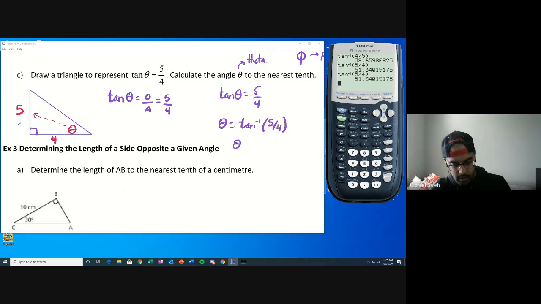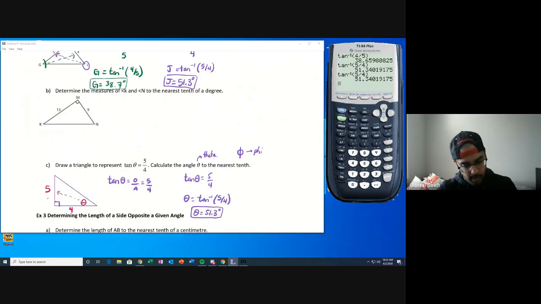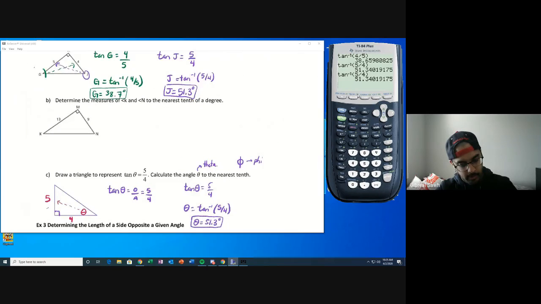51.3 degrees. Okay, it is to the nearest tenth. There's the triangle, and we probably have it up above. They are the exact same. Okay, the triangle is just rotated a little bit, but it is the same triangle.